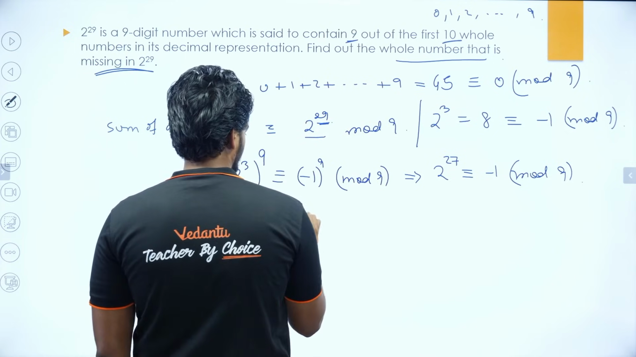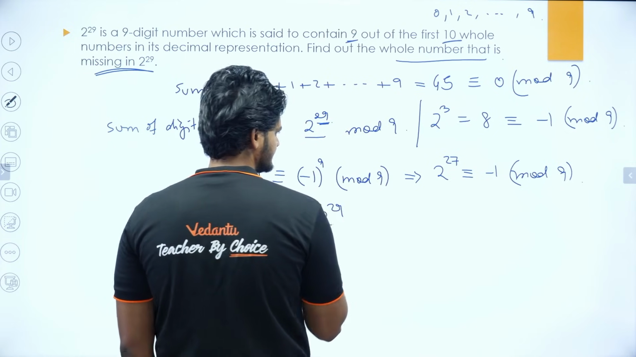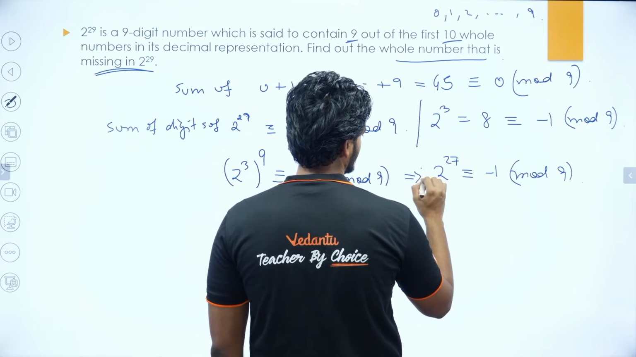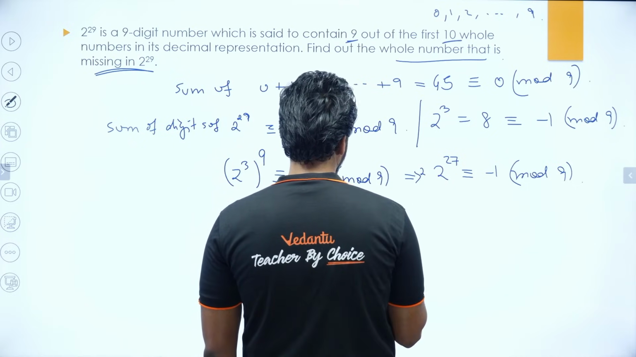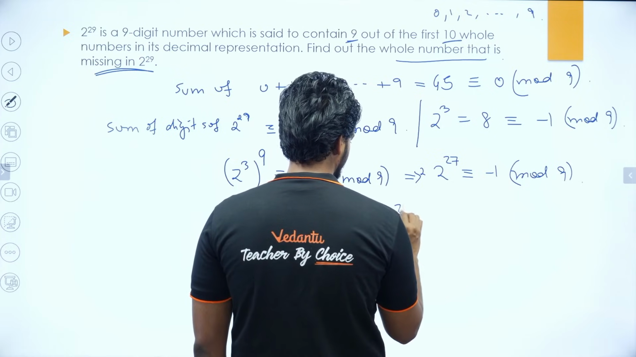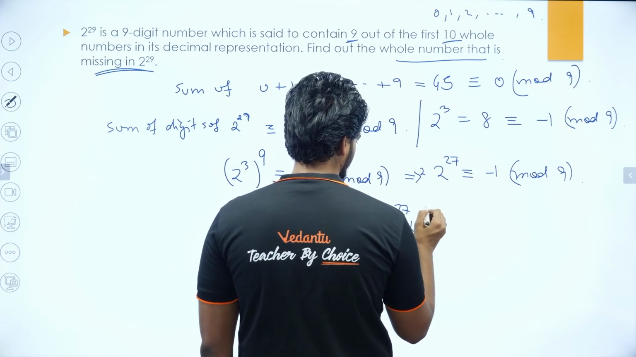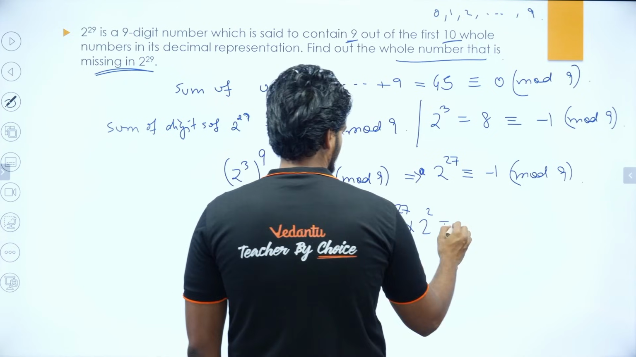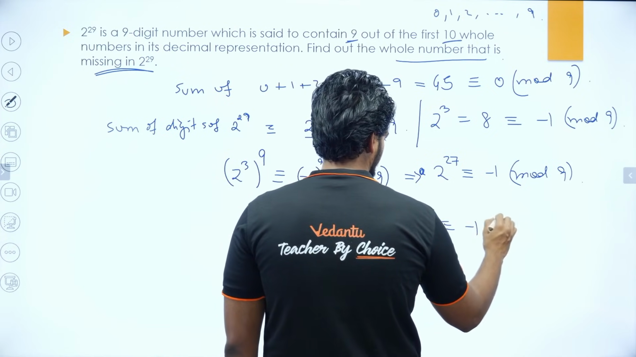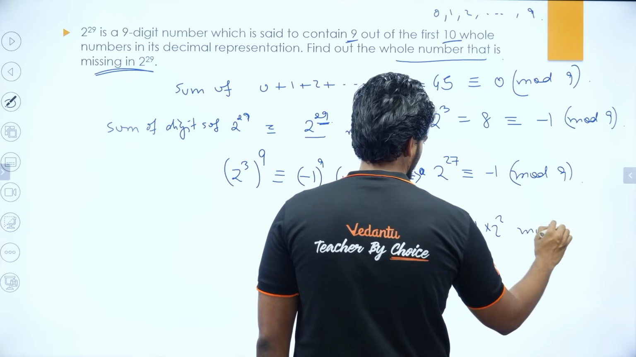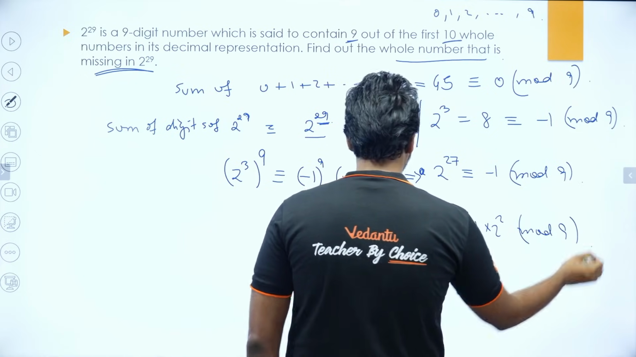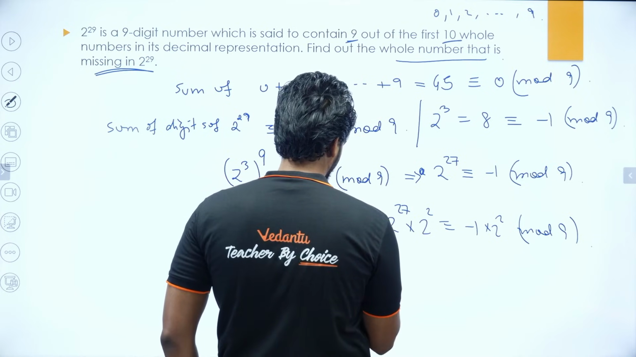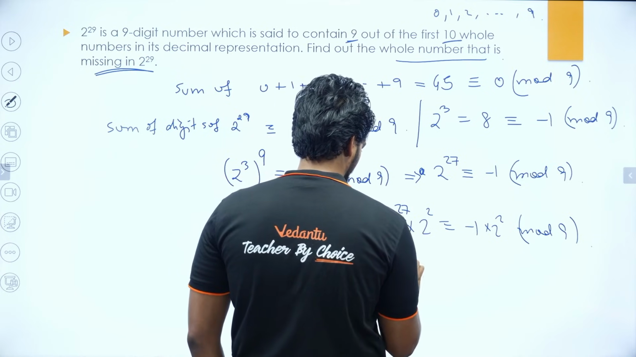And that would imply that 2 power 29 is congruent to... So, to get 2 power 29 I need to multiply. Okay, this is congruent to 2 power 27 times 2 power 2, which is congruent to minus 1 into 2 power 2. So 2 power 29 is congruent to minus 4.